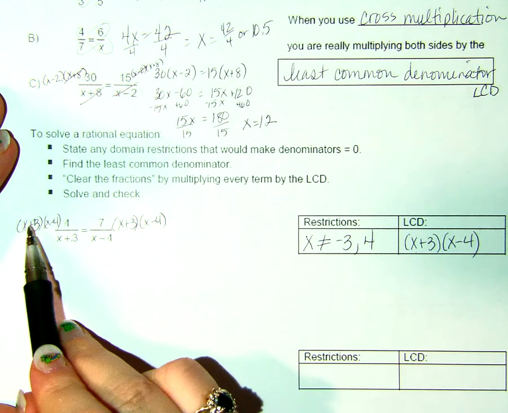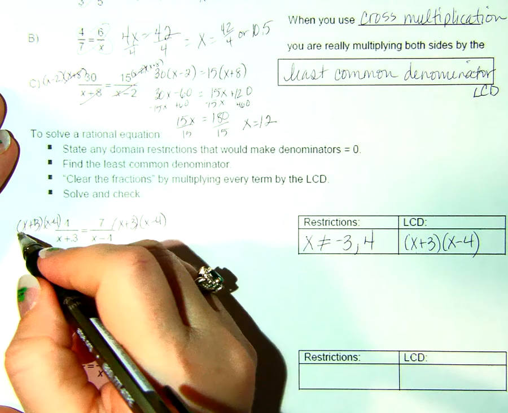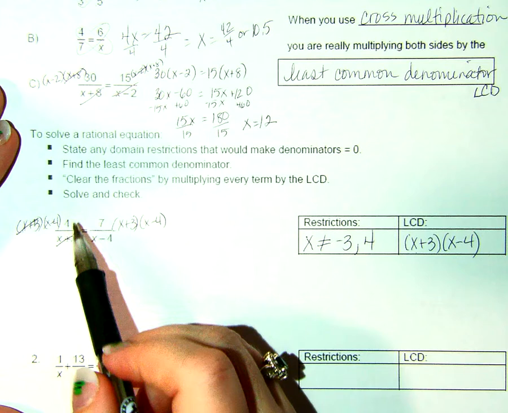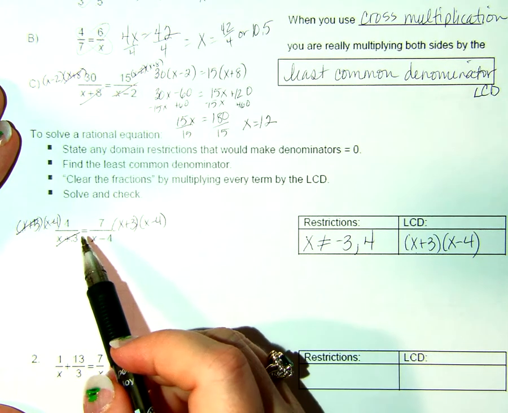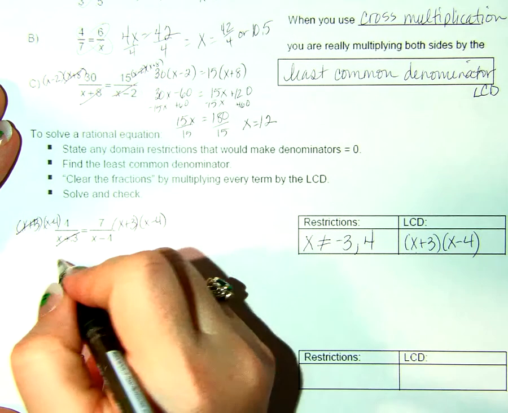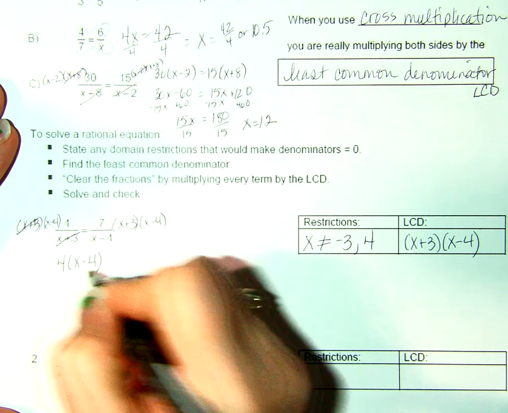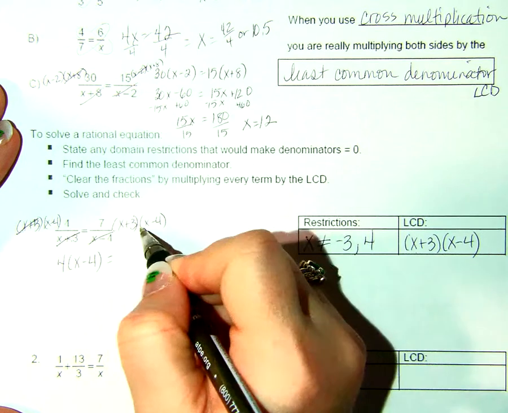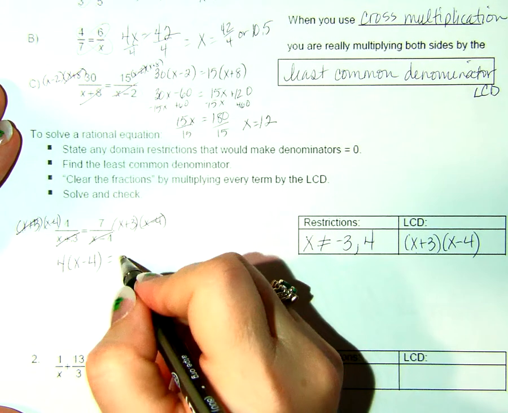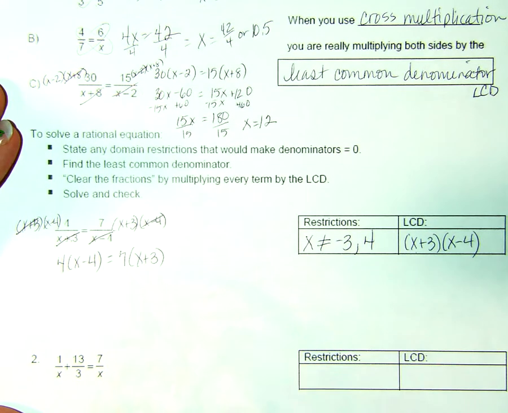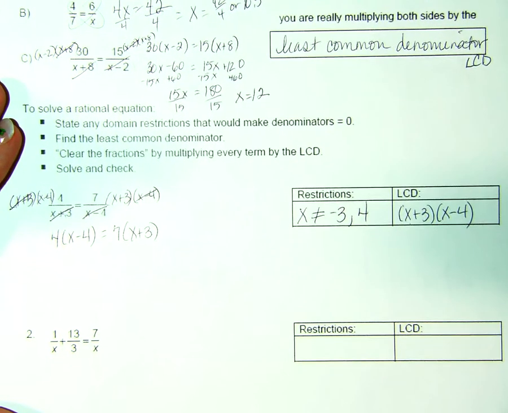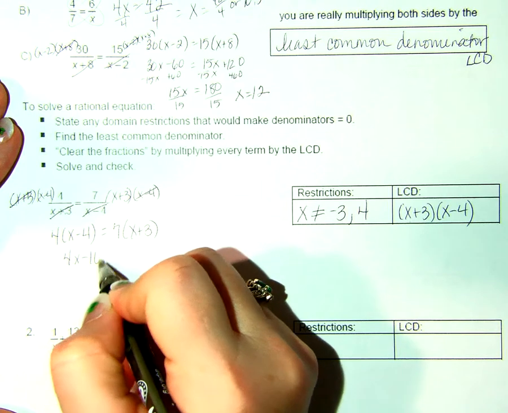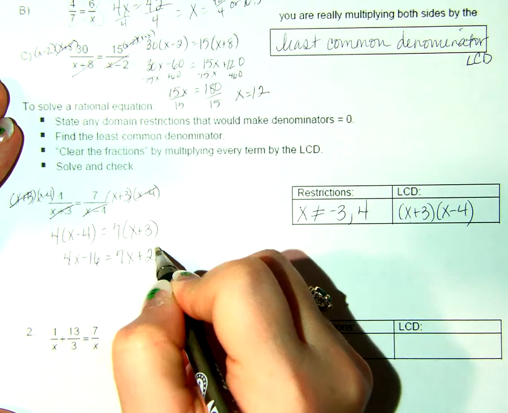What happens in this first example? X plus 3 is canceled because I have an x plus 3 divided by x plus 3, that's 1. So all I'm left with is 4 times x minus 4 equals. What happens to this term? X minus 4 is canceled. Very good. What am I left with? Excellent. Well, this is just like an Algebra 1 problem now, isn't it? 4x minus 16 equals 7x plus 21.